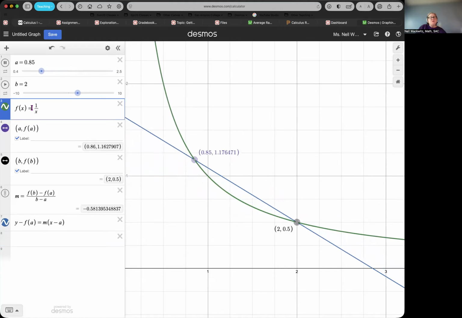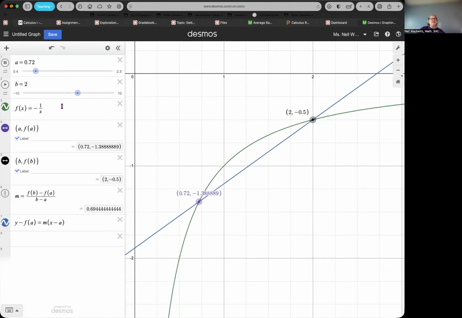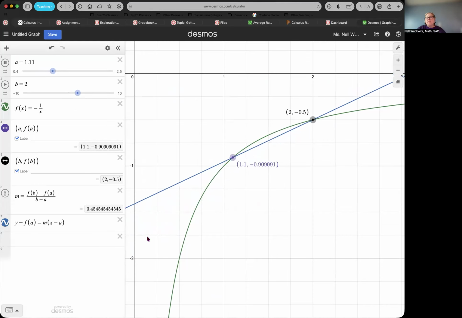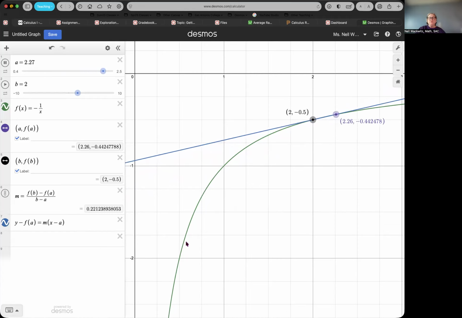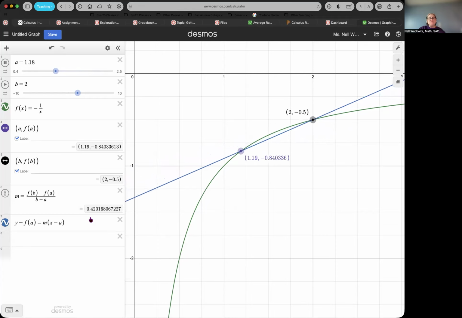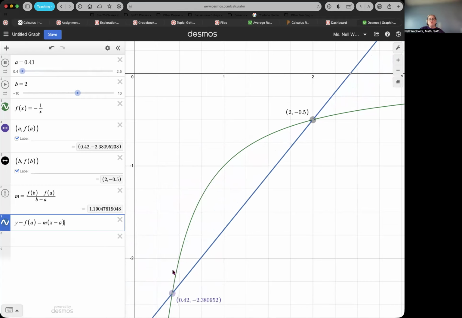So let's have some fun. Let's just make it a negative 1 over x. And we can see that it is an increasing function. It goes upward as we move from left to right, and the slopes are all positive. The slopes get steeper as the values of x get toward 0.